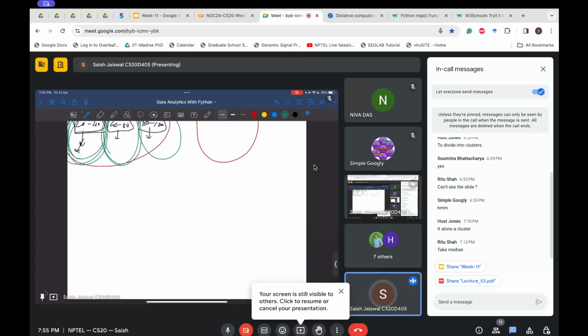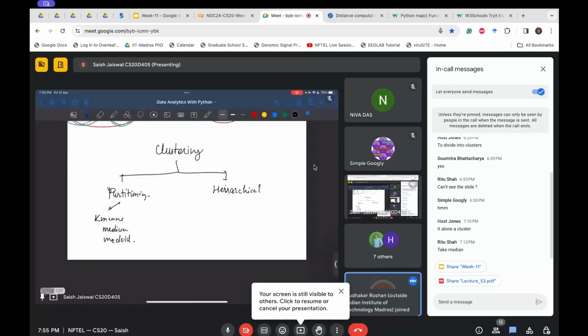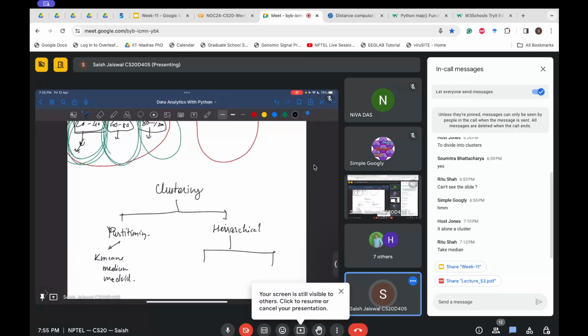We saw that clustering on a broader level can be partitioning and can be hierarchical clustering. In partitioning we saw K-means, K-median and K-medoid. And in hierarchical we have two types of clustering. One is divisive, and one is agglomerative.